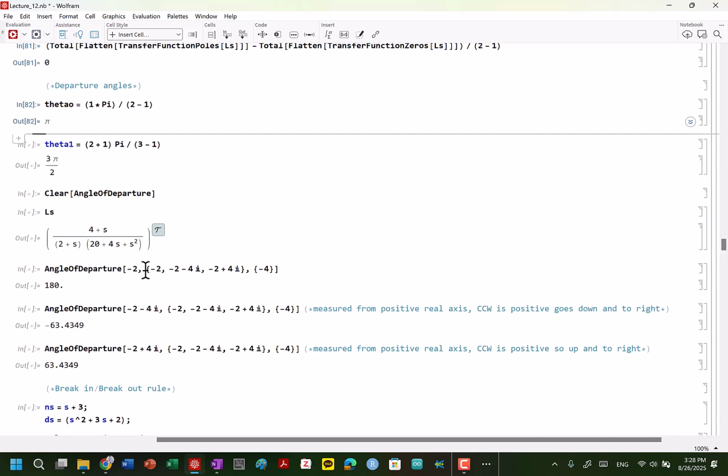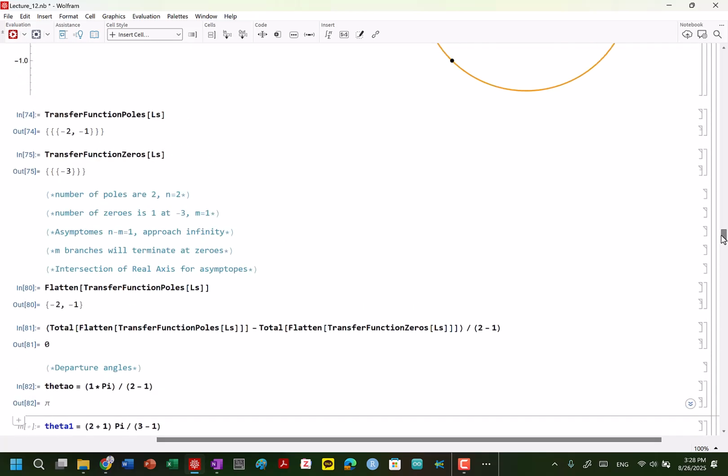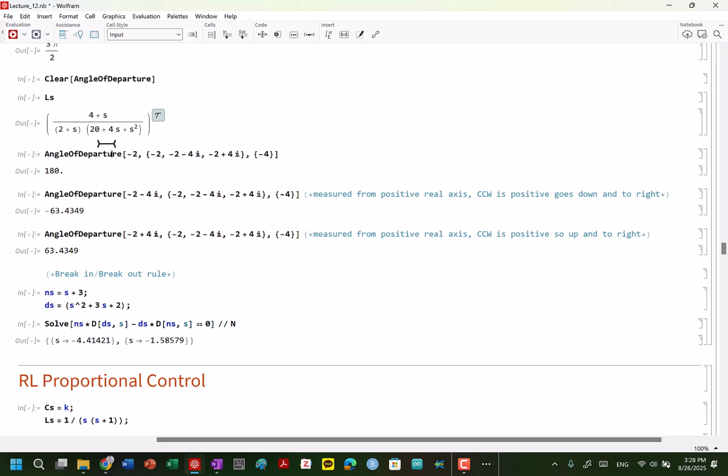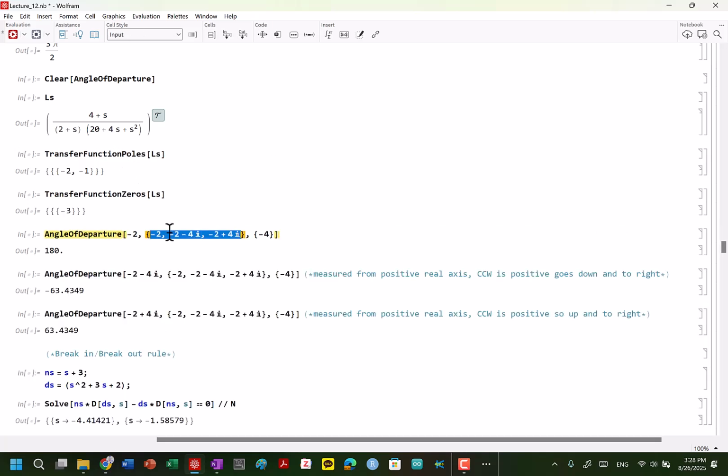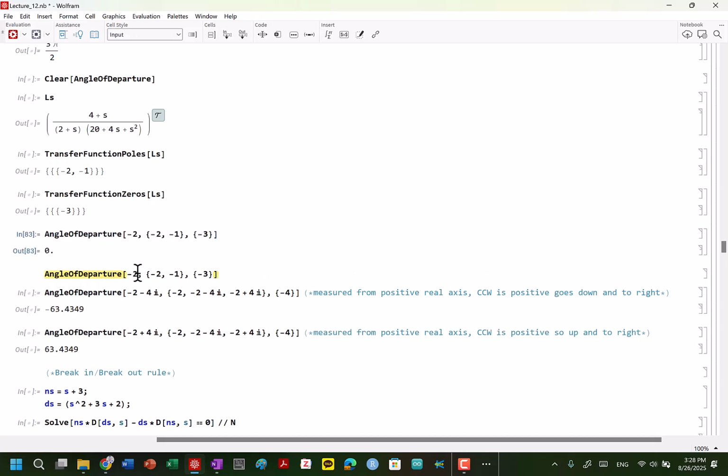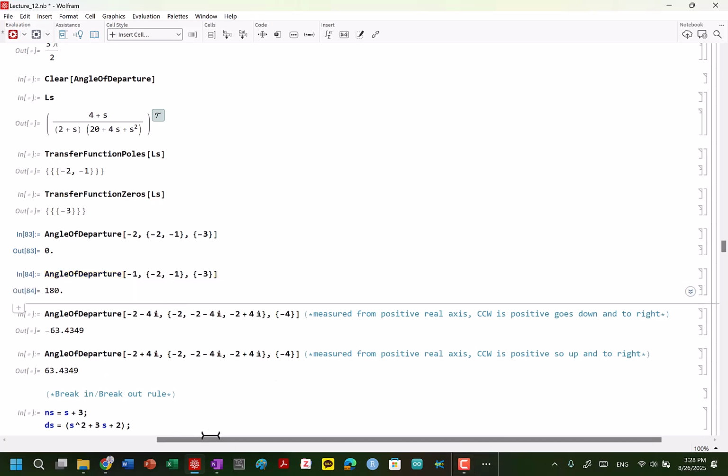We can look at the angle of departure. Let's look at the poles again. It's just minus 2, minus 3, but we have to pull these poles in here. So we can just make our list. This is our list of poles: minus 2, minus 1, and here's minus 3. We can look at these one at a time. At 0, the angle of departure, and then the one at minus 1, we have that 180. That makes sense, because that's where they're moving out. Fantastic.